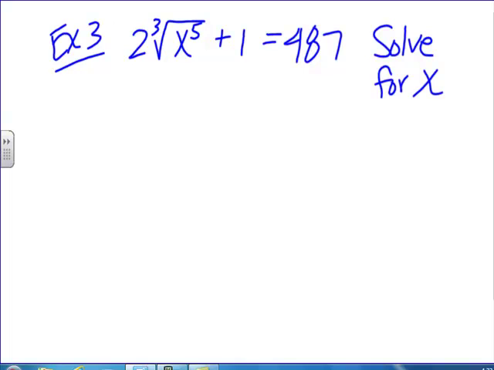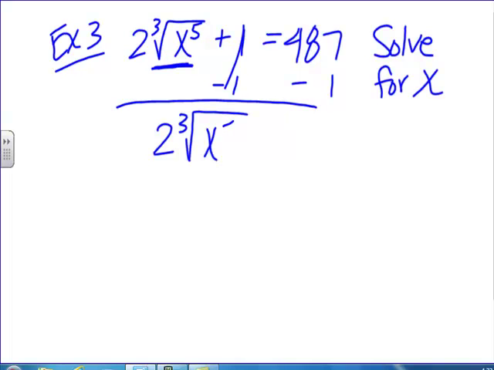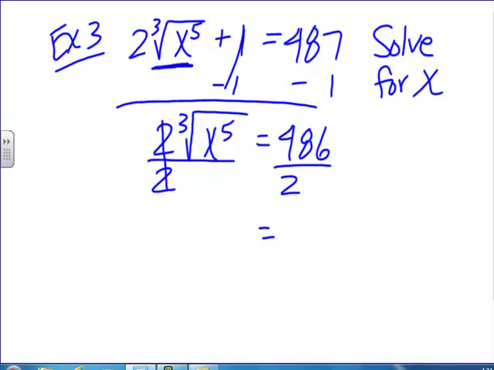So, in this case, once again, I'm going to get this by itself. Now, this is currently not in a situation where I have an exponent, but for right now, I'm just going to leave it as it is. So I'm going to subtract 1 from both sides. So now I have 2 cube root of x to the 5th equals 486. And I'm going to divide this 2 out of here. And so now I have 486 divided by 2, which is 243.